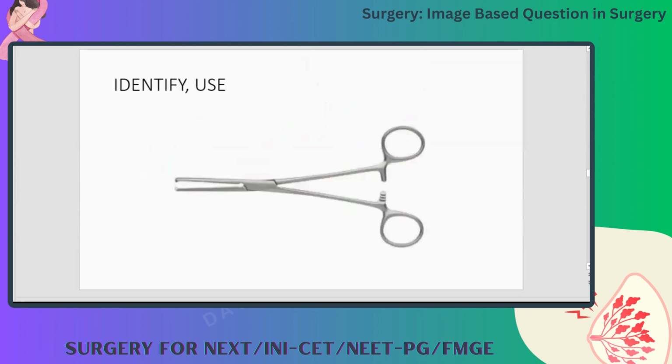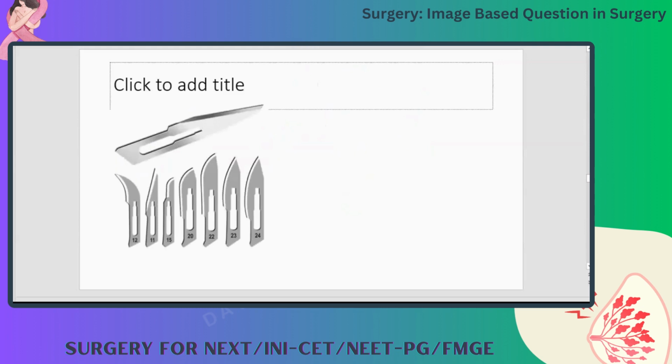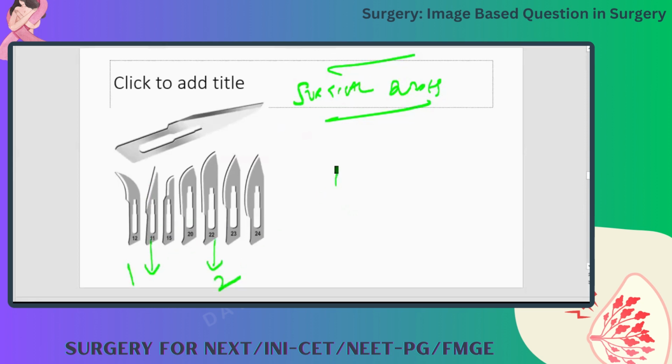What are these? Scalpel blades. These are various surgical blades. Okay, surgical blades. Size 11, 1, 2. So what is 1 used for? What is 2 used for? Just these two are important, 11 and 22.